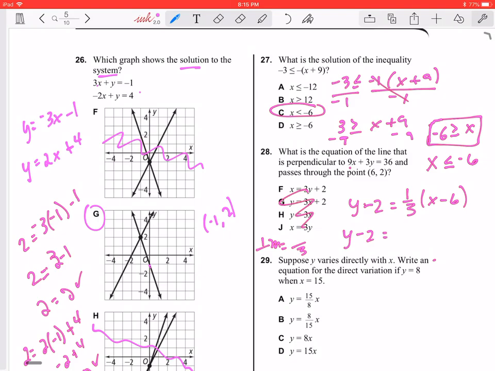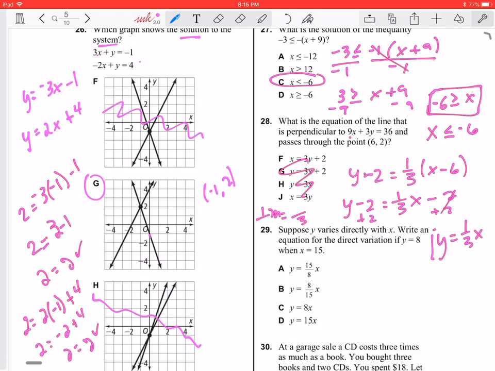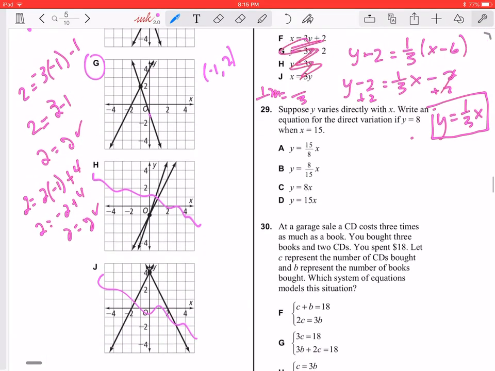So this is going to be y minus 2 is equal to 1/3 x minus 6 divided by 3, which is 2. We're going to add 2 to both sides. The 2s cancel out, so it'll be y is equal to 1/3 x. Oh no, y perpendicular. Weird. Yeah, none of those answer choices are correct.